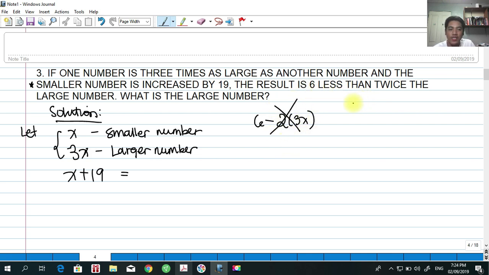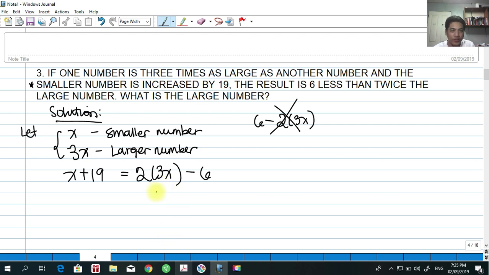If you see 6 less than twice, you must always put it after the condition of the preceding sentence. So 6 less than twice the large number. So this 6 less than must be on the very last part of the equation. So the result is 6 less than twice. So this is 6 less than, okay, twice the large number.